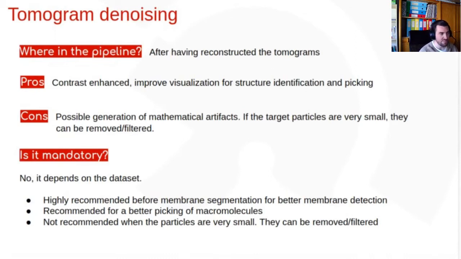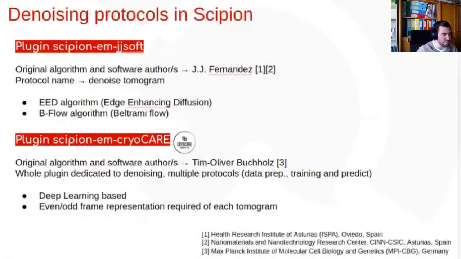So that takes us to the other question. Is it mandatory? No, it depends on the data set. It is very recommended for the membrane segmentation because the better the membranes are defined, the better they are going to be identified by the segmentation algorithm. It's recommended for a better picking on macromolecules, but recommending after that to use these picked coordinates with the original data, and not recommended when the particles are very small, because they can be, as said before, removed or filtered.